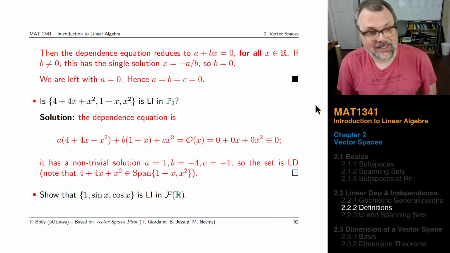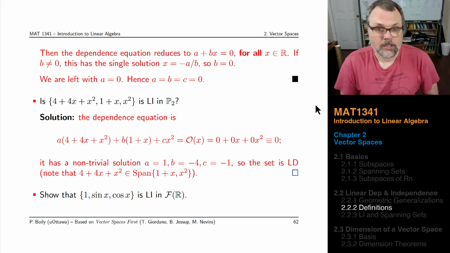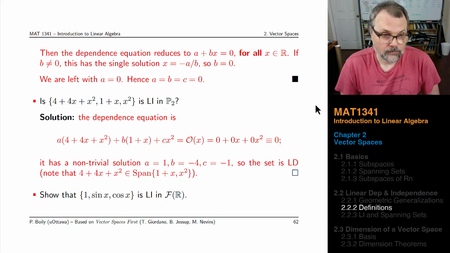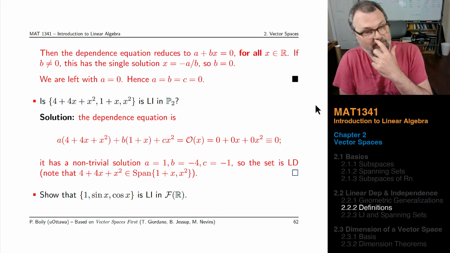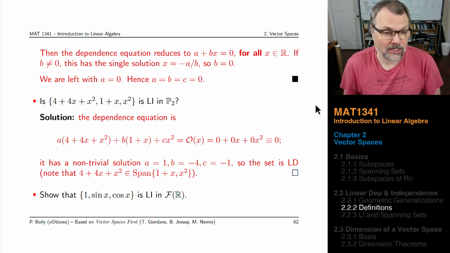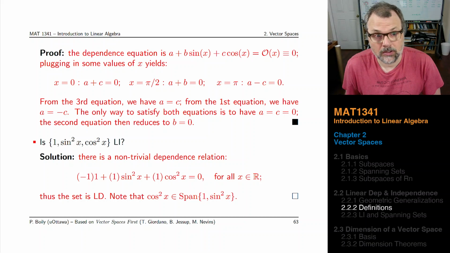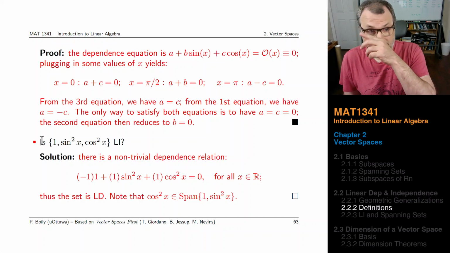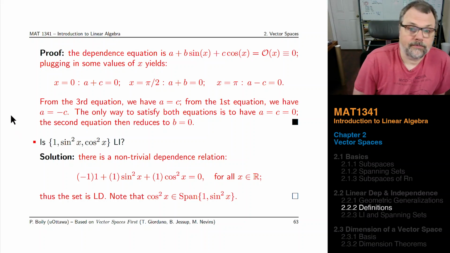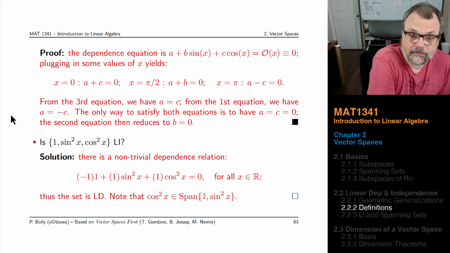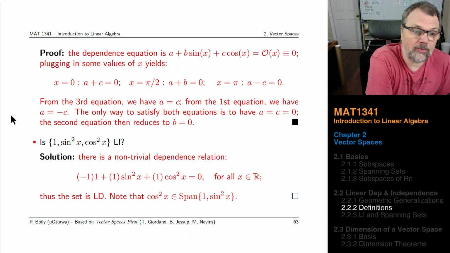I am not going to do the next example, but I'm going to show you the answer so you can pause the video and make sure you see what's happening. Are the three functions 1, sine of x and cosine of x linearly independent in the space of functions or not? We ask you to show that it is, which means that you need to show that there's only one solution to the dependence equation. Whenever you're done with this one, you can look at the second problem.